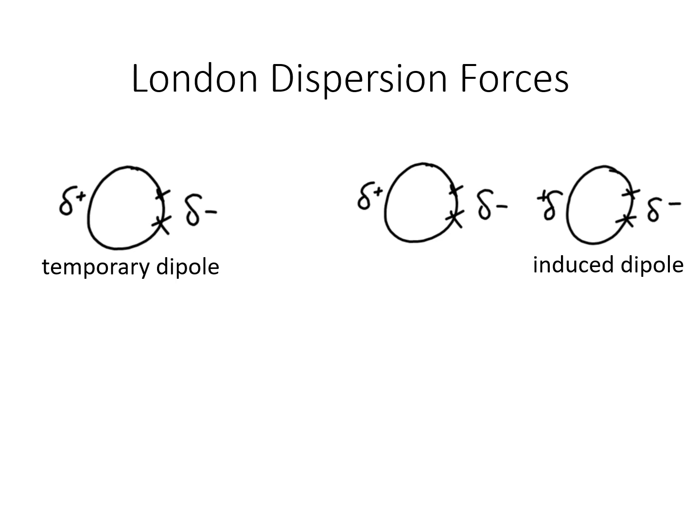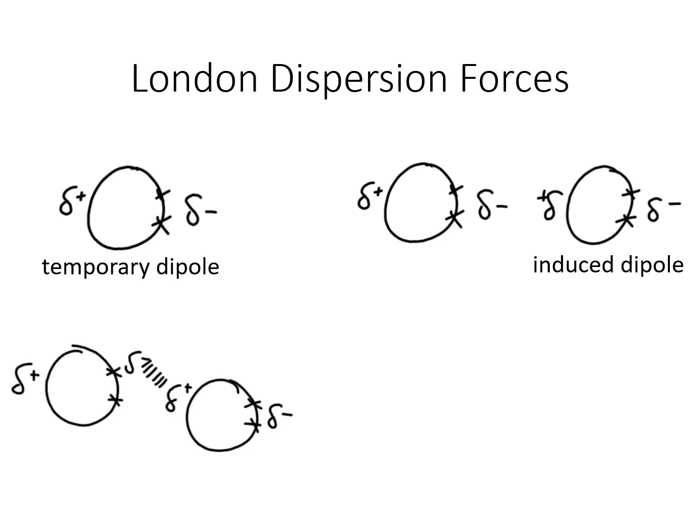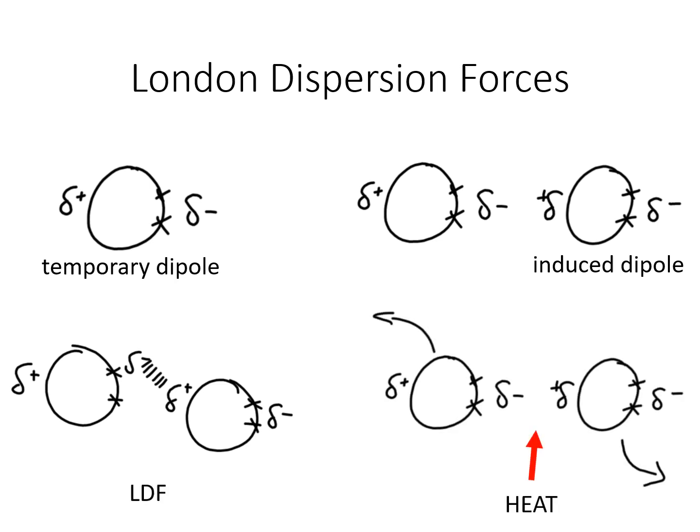So we know that opposites attract. So if we have a partial negative of one atom and a partial positive of another atom, they are going to attract each other. And that dashed line there represents our intermolecular force, in this case, our London dispersion force. But one thing about London dispersion forces is that they're incredibly weak. And if you add just a tiny, tiny little bit of heat, it's enough to break it, which is why helium has a really, really low melting and boiling point.